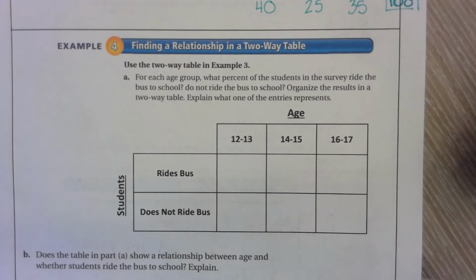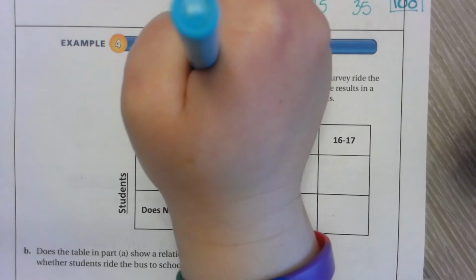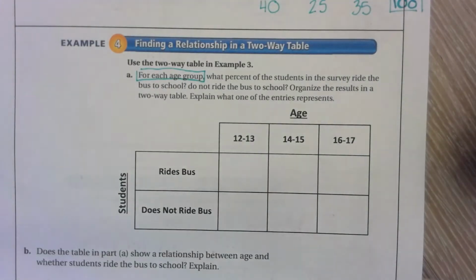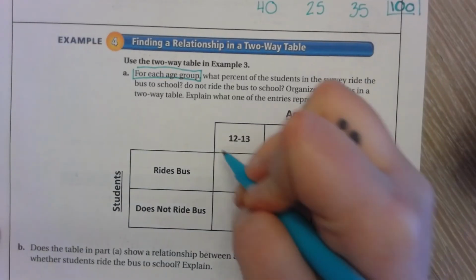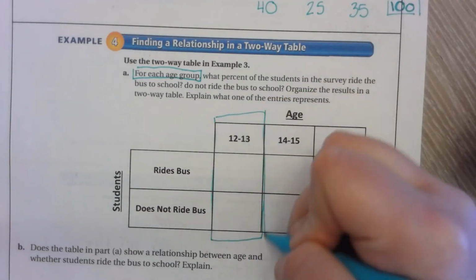Okay, so now we're going to find a relationship in a two-way table. For each age group, that's important that you read that right there, what percent of the students in the survey ride the bus to school, do not ride the bus to school, and then we want to organize the results in a two-way table and then explain what they represent. If I am just looking at the age groups, that means I'm going to be looking at my columns.